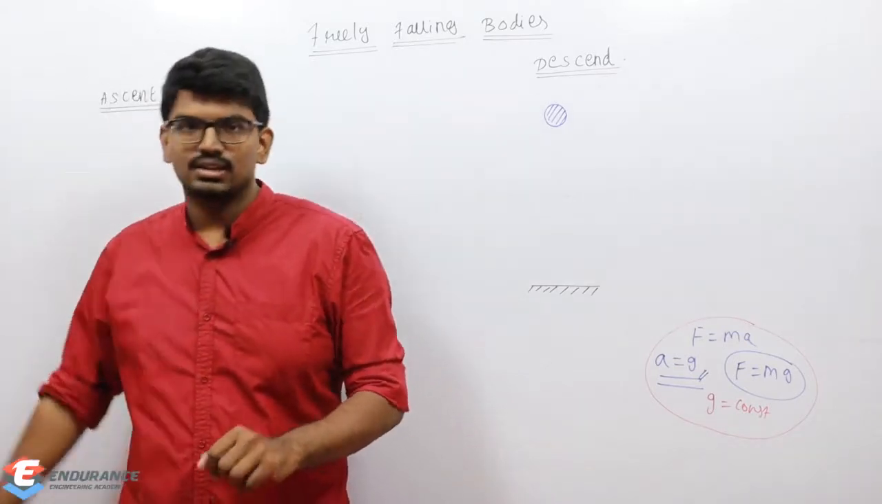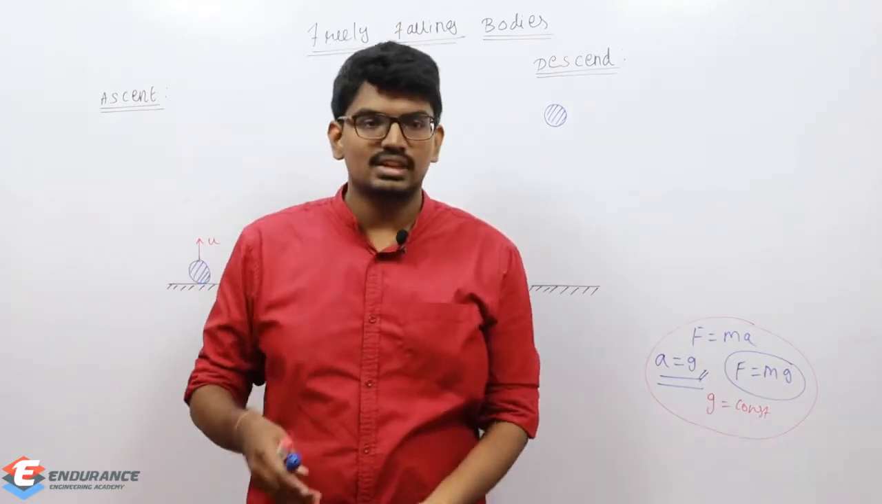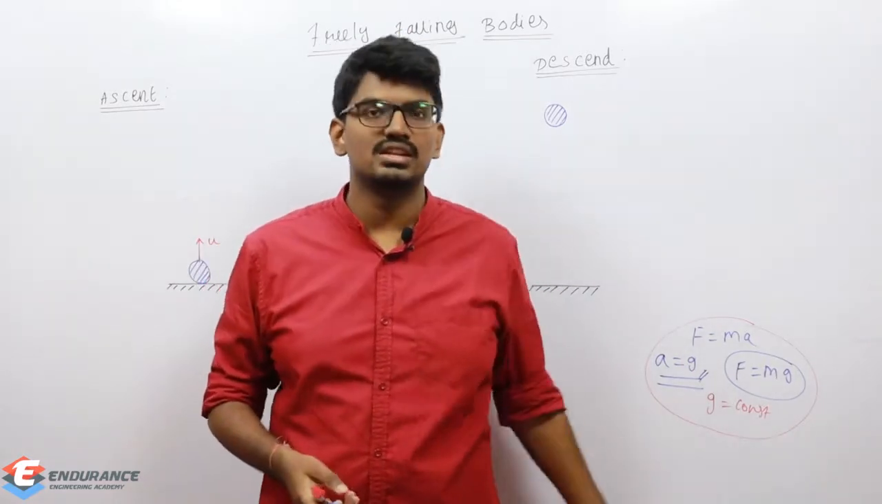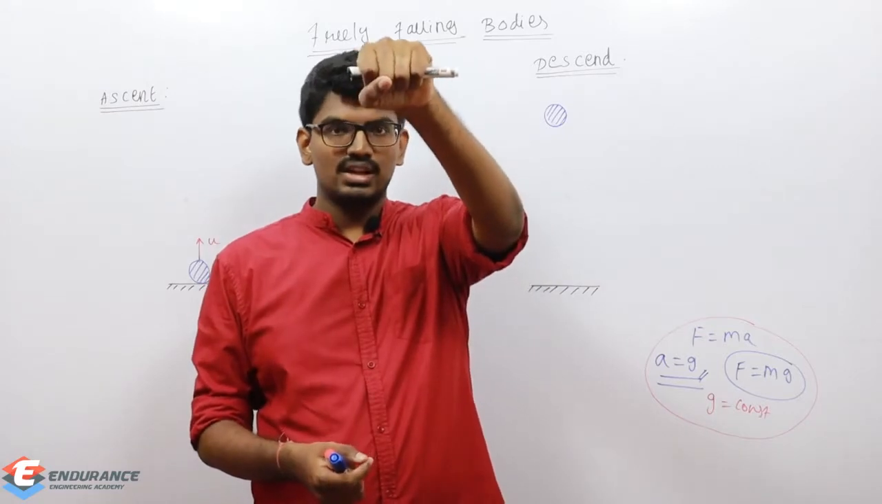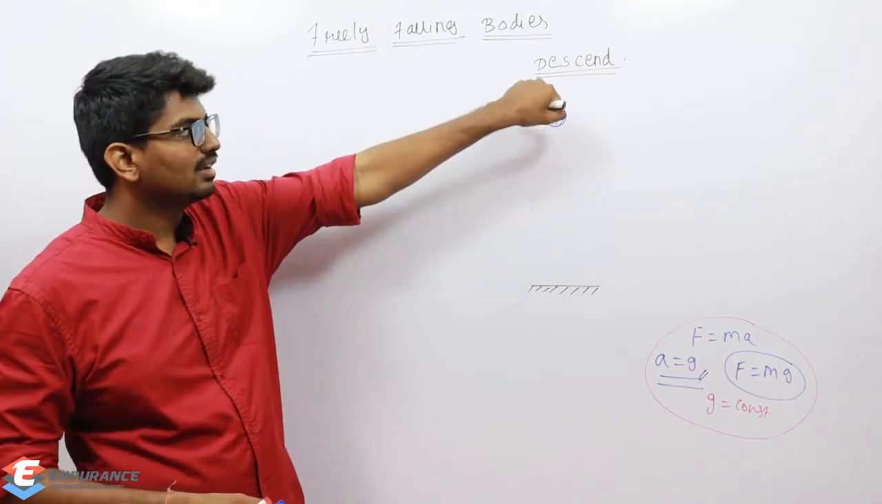So now we can start. So what are the two cases? The first case is I'm holding it here and I'm dropping it. The other case was I'm throwing it, okay? I'm throwing it with some initial velocity. The first case, I'm holding and I'm dropping, right? That case is nothing but a descent.